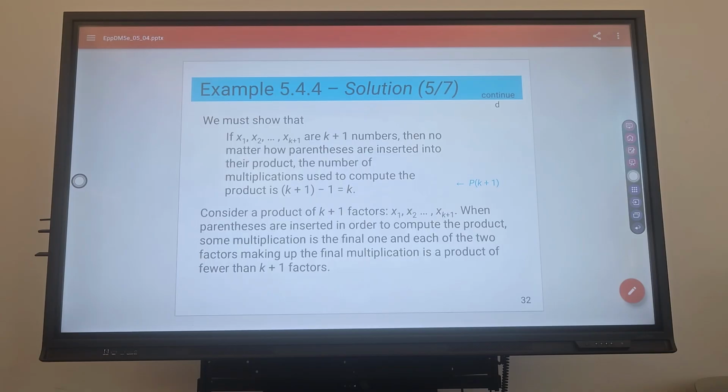We must show that if x sub 1, x sub 2, etc. to x sub k plus 1 are k plus 1 numbers, then no matter how parentheses are inserted into their product, the number of multiplications used to compute the product is k. Consider the product of k plus 1 factors. When parentheses are inserted in order to compute the product, some multiplication is the final one, and each of the two factors making up the final multiplication is a product of fewer than k plus 1 factors.